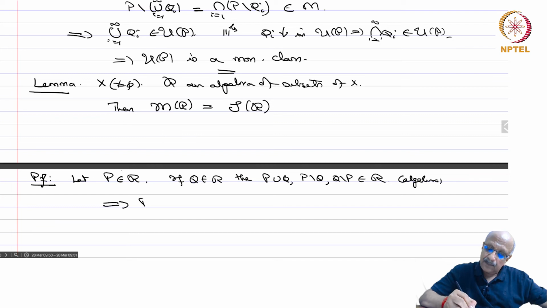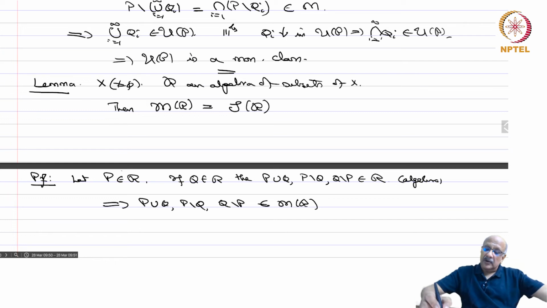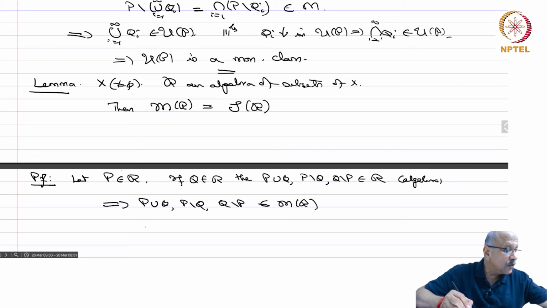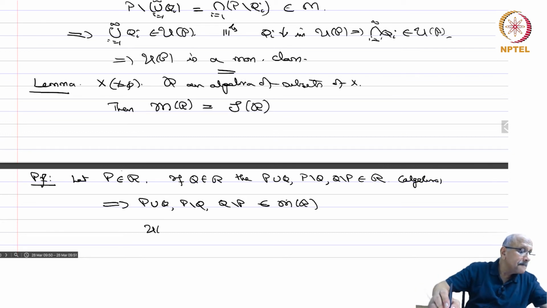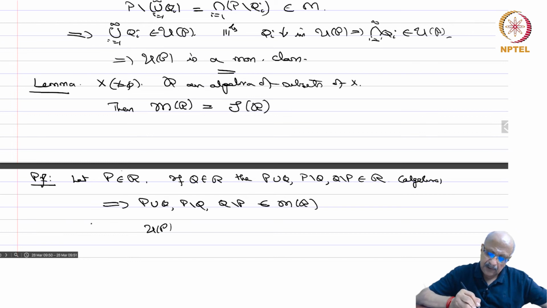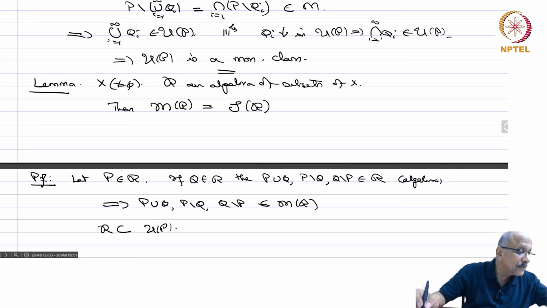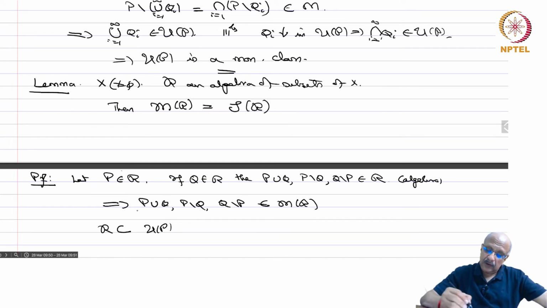And this implies that P union Q, P minus Q, Q minus P all belong to M of R, because if they belong to R, they belong to M of R, because M of R is bigger. And therefore this means that R is contained in U of P, because for every Q in R, these three hold.